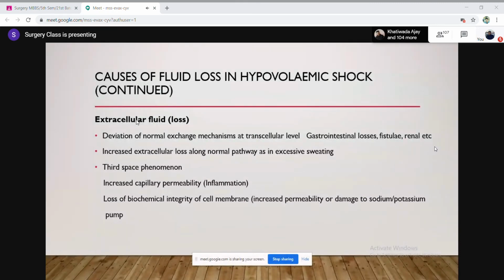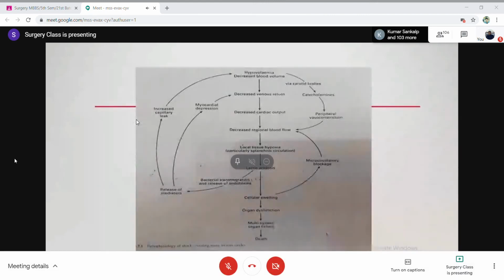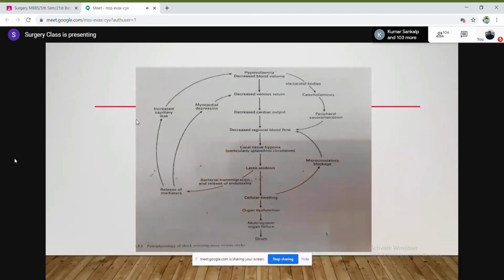And the loss of the biochemical integrity of the sodium potassium pump results in the abnormal exchange of sodium and potassium, leading to loss of massive fluid volume and then eventually leading to hypovolemic shock. Now, can you see this slide? This is a very important slide. Can you see the slide?